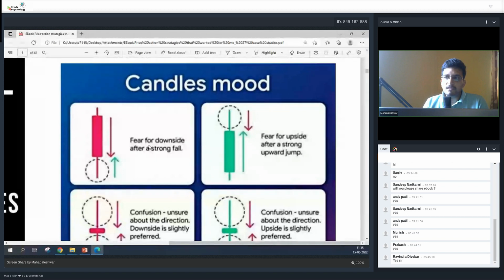Here, what is happening is the fear of downside after a strong fall. So the market fell, but it recovered here. That means there is some pullback happening in the market. It is not extremely bearish. There is some pullback which is happening. This is how you should read the candlesticks, right?